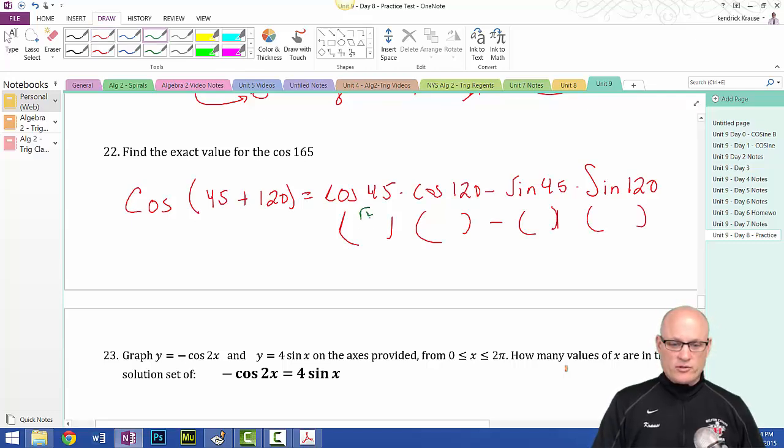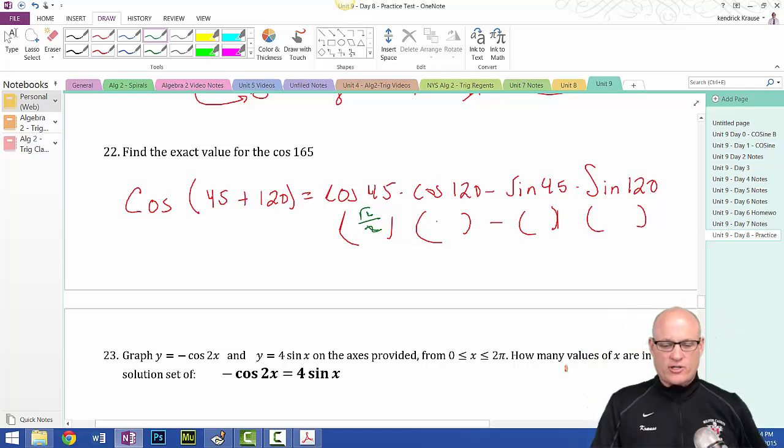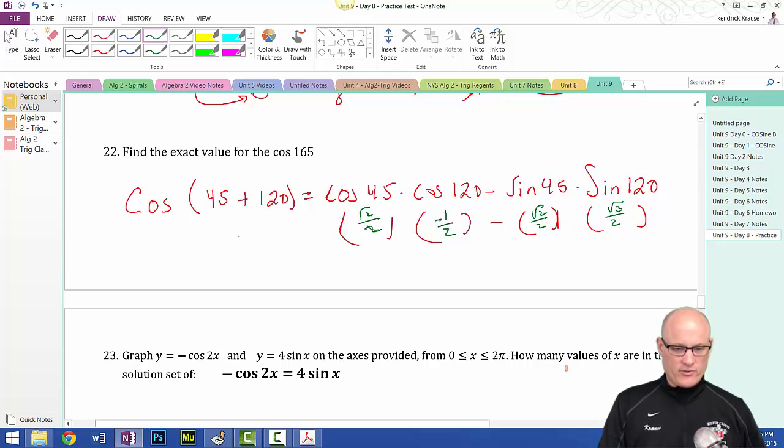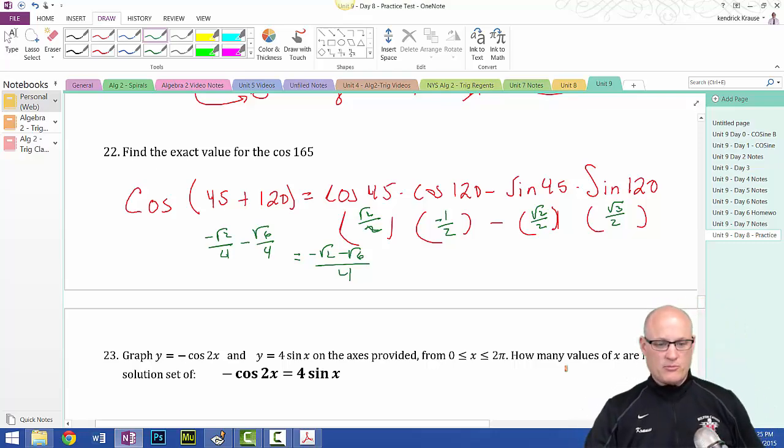This is the square root of 2 over 2. And it's the cosine of 120. Reference angle is 60. It's in the second quadrant. I know the cosine of 60 is 1/2, so here it's negative 1/2. This is the square root of 2 over 2. Sine of 120 is the square root of 3 over 2, positive in the second quadrant. So this is negative radical 2 over 4 minus radical 6 over 4, which gives me negative radical 2 minus radical 6 all over 4. Hopefully I got that right. Woo! 8 problems left.